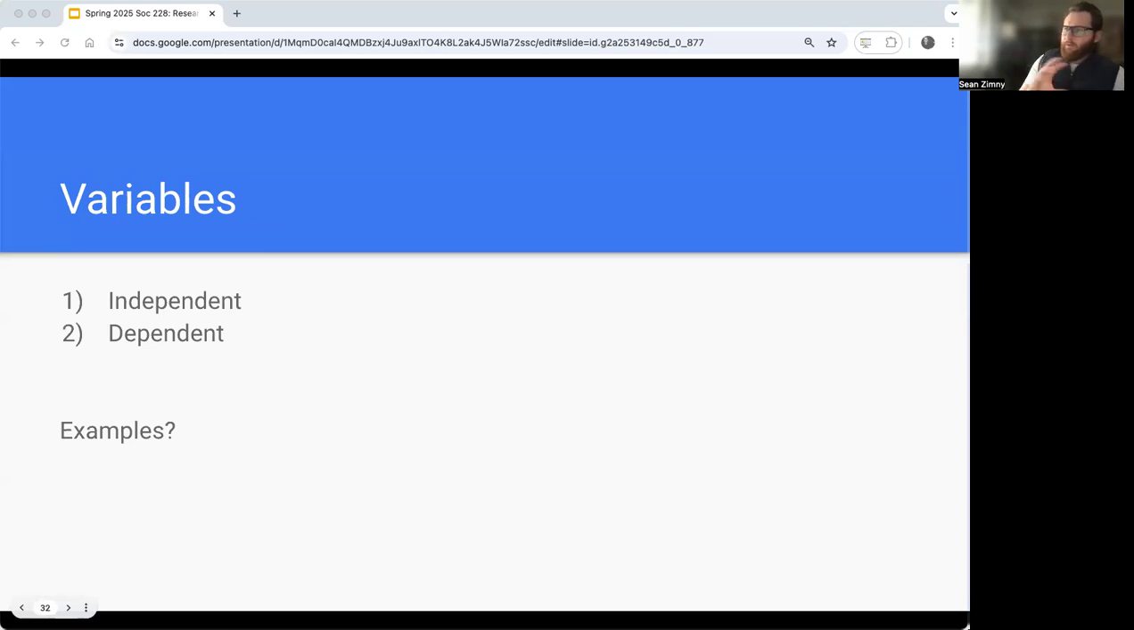I mentioned variables too, right? We're testing the relationship between variables. A variable is a characteristic or measure of a social phenomenon in sociological research that can take different values. So it's really the different components in your study that you're examining.